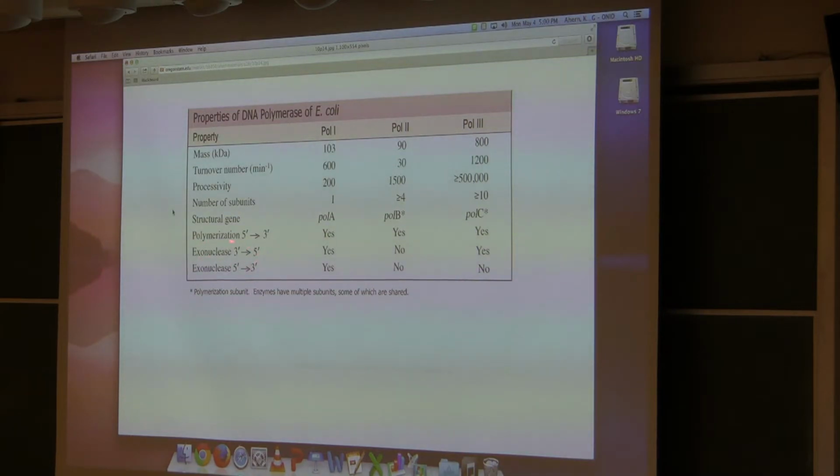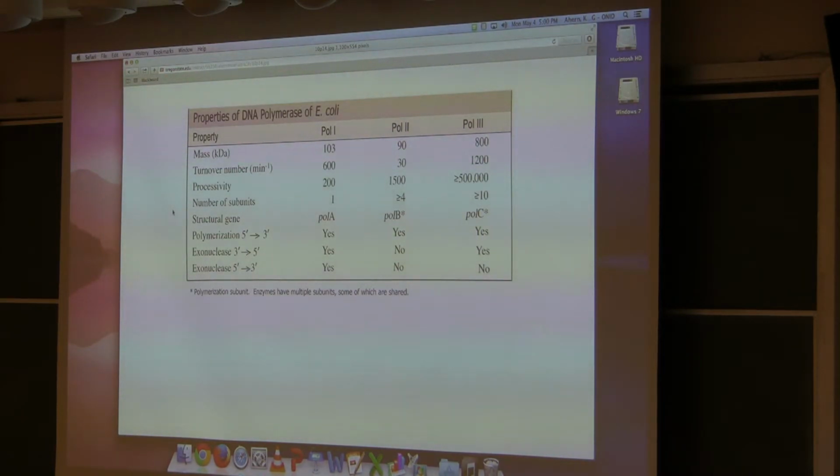It has polymerization in the 5' to 3' direction. That's an activity that makes phosphodiester bonds. That's what makes the backbone of a DNA. The second activity of polymerase I is an exonuclease. Now, to remind you what an exonuclease is, it's something that grabs the end of a nucleic acid and starts breaking phosphodiester bonds one at a time, chewing in from the outside to the inside.